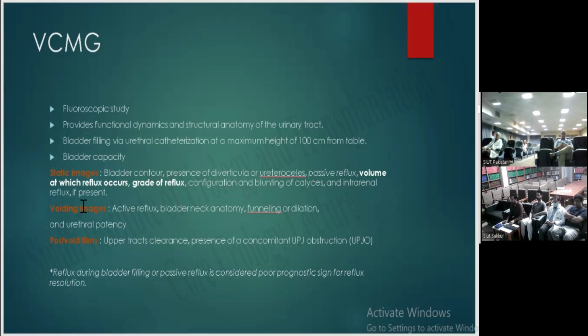Voiding images show active reflux, bladder neck anatomy, funneling or dilatation, and urethral patency. Post-void film shows upper tract clearance and the presence of a concomitant UPJ obstruction, UPJO. Reflux during bladder filling, or passive reflux, is considered a poor prognostic sign for reflux resolution.